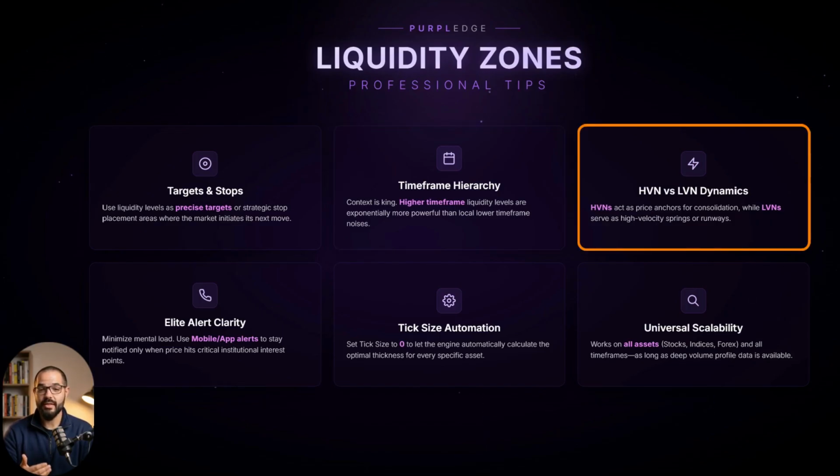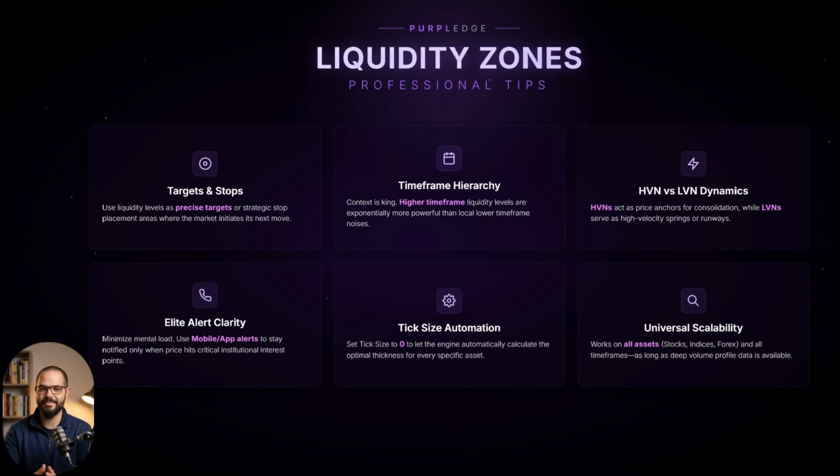Third, understand the difference between HVN and LVN behavior. High volume nodes are magnets. Price will seek to consolidate around them and revisit them over time. Low volume nodes, on the other hand, are springboards. Price moves through them fast. Once the market trades there long enough, they stop being LVN altogether.